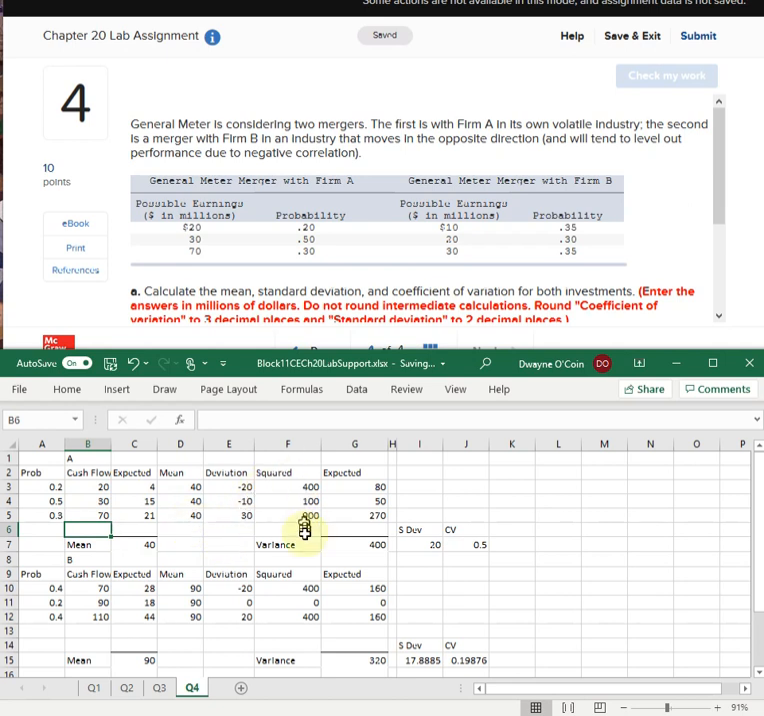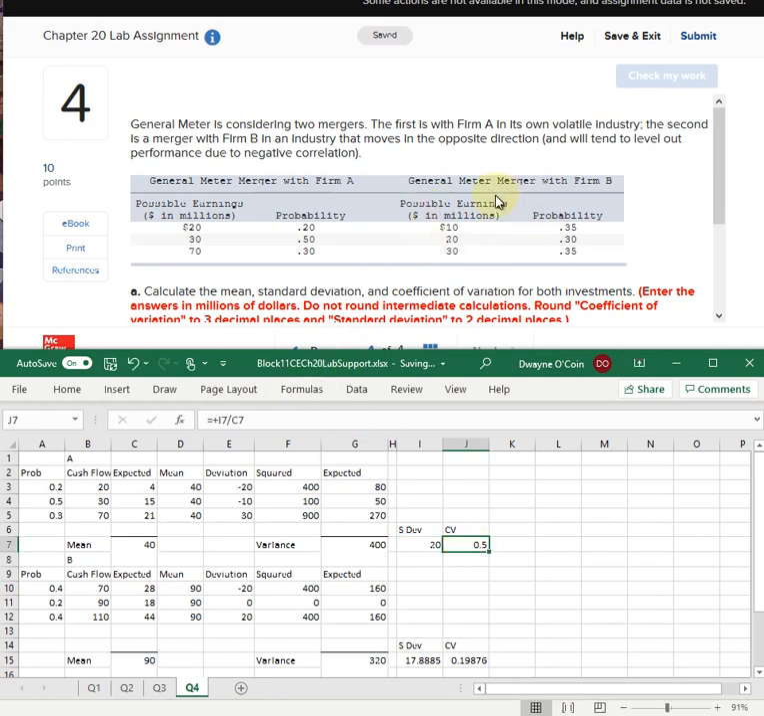And then we square the deviation, and then we calculate the expected deviation. So here we're calculating the probability times the squared deviation amount. And so we add them all up, and that gives us the variance. And then, of course, the standard deviation is the square root of the variance. And then we calculate the coefficient of variation, which is the standard deviation in blue divided by the mean or the expected return in red, and that gives us the coefficient of variation of 0.5.